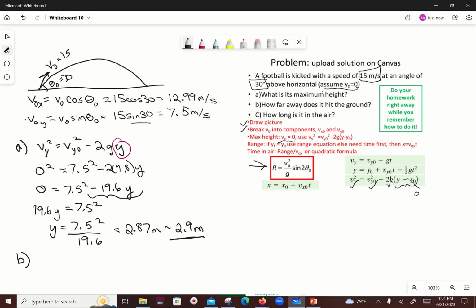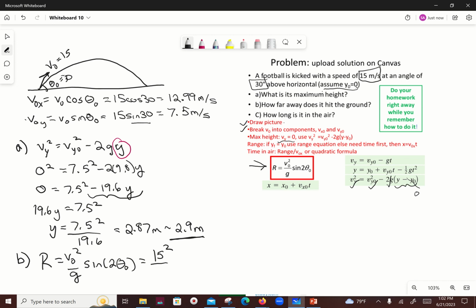Part B, how far does it go before it hits the ground? Well, since it lands at the same height at which it took off, I'm going to use the range equation. The range equation is that one in red: the range is equal to v0 squared. And for this one, for v0, I use the whole velocity, so I use the 15. G is 9.8. Sine of 2 times the initial angle. So it's going to be v0 is 15, 15 squared over g, g is 9.8.